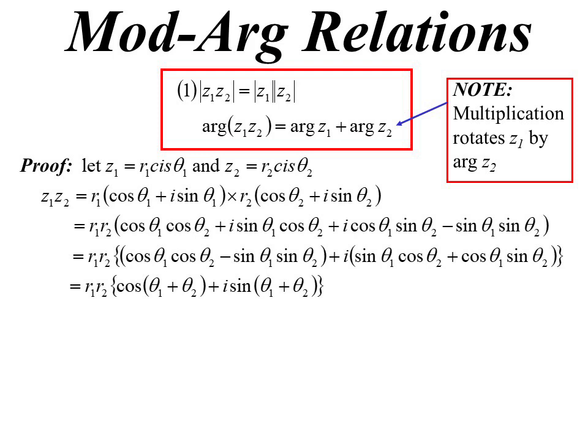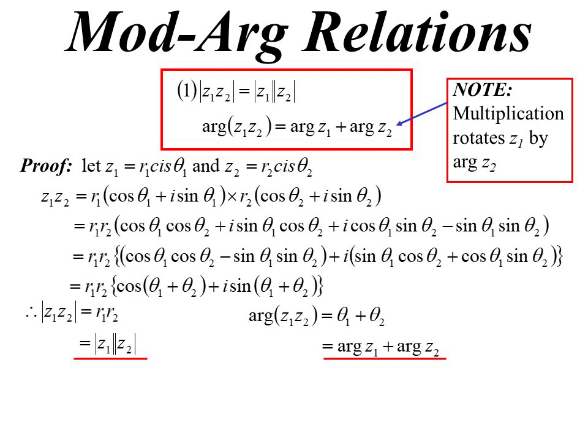Actually, look what we've just shown. The modulus of Z1 Z2 turned out to be R1 R2, which is what we were expecting, because that is the modulus of Z1 times the modulus of Z2. The argument of Z1 Z2 turned out to be theta 1 plus theta 2. Again, what we were expecting. The argument of Z1 plus the argument of Z2.